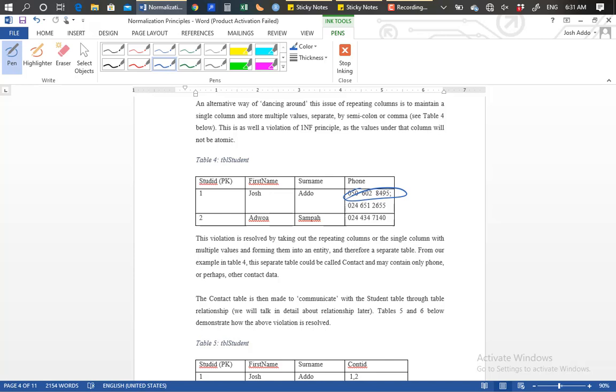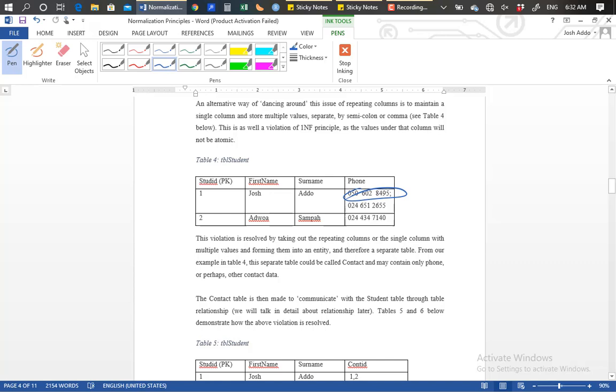This is a violation because the 2 values of 0506028495 and 0246512655 are not helping us achieve the principle of atomicity. Yes, because this value is not atomic. It's 2 numbers stored at the same time. That is not atomic. At any point in time, there should be 1 value stored. So this is a violation of one of the first normal form principles.